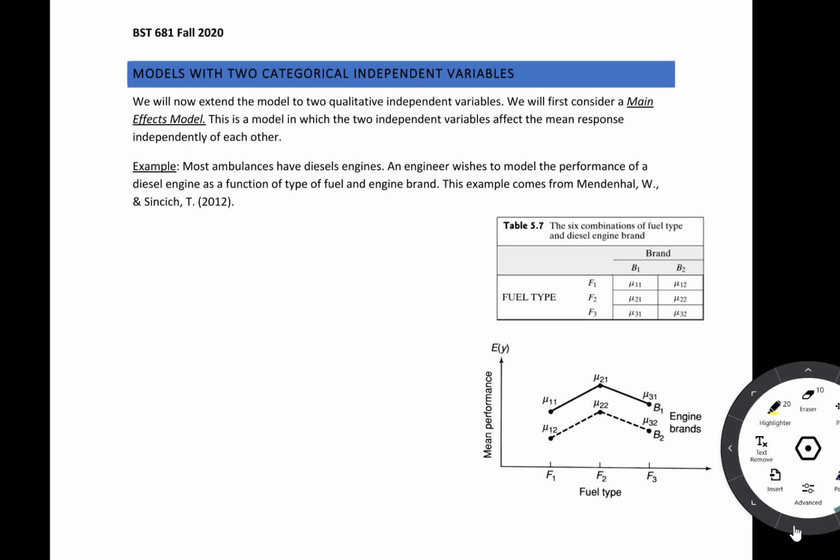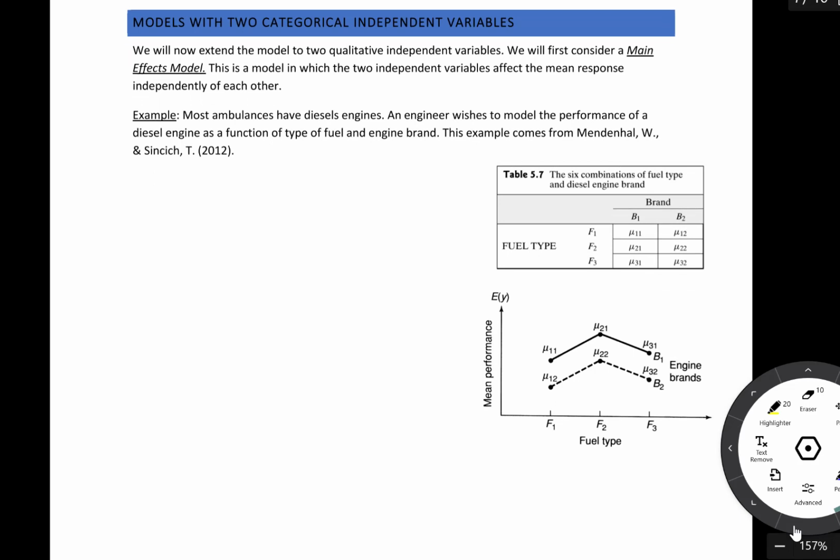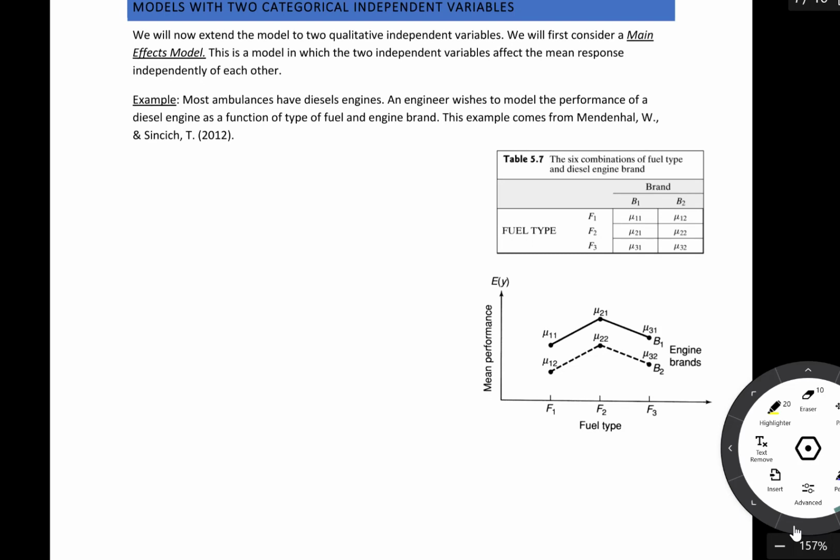So this is going to be very similar to when we looked at a main effects model for 2 quantitative variables. So for example, most ambulances have diesel engines. An engineer wishes to model the performance of a diesel engine as a function of type of fuel and engine brand. This example comes from the textbook given here. We've got 3 different fuel types we're going to consider, denoted F1, F2, and F3. And we have 2 different brands of engine, denoted B1 and B2. We are going to let F1 and B1 be the base cases.